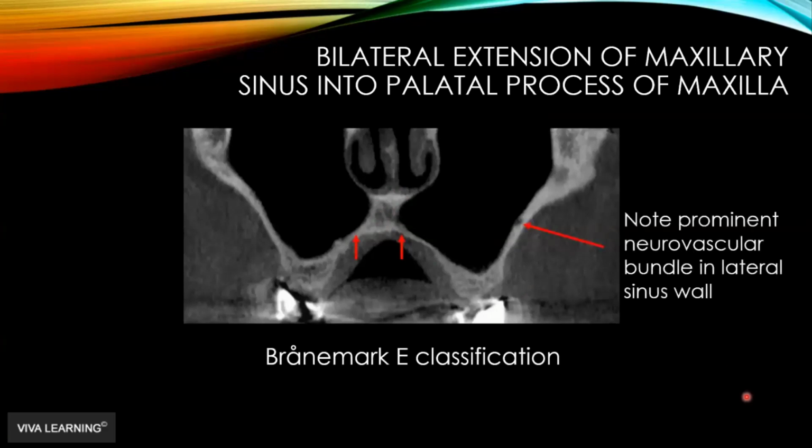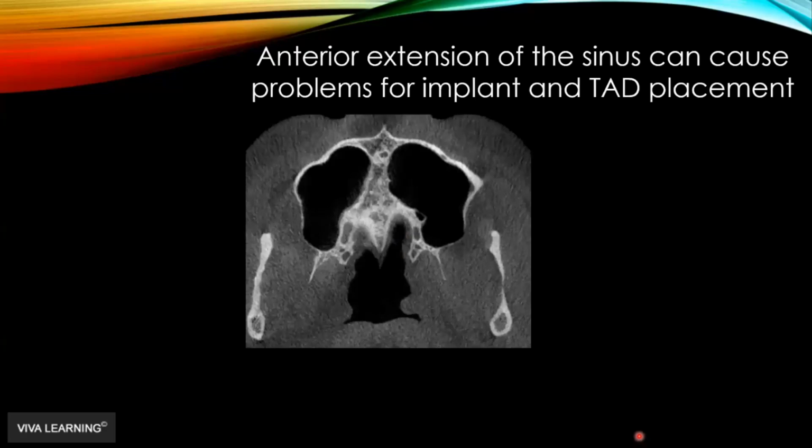Okay. And one of the things I look for when I'm looking at the maxillary sinus is, do we have a prominent neurovascular bundle in the lateral sinus wall, particularly if the referring doctor is going to be doing a sinus surgery. I just want to point those out to them. This is probably part of the middle superior alveolar neurovascular bundle.